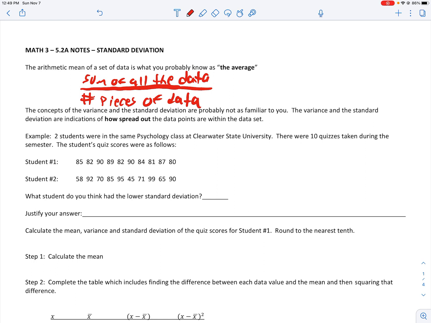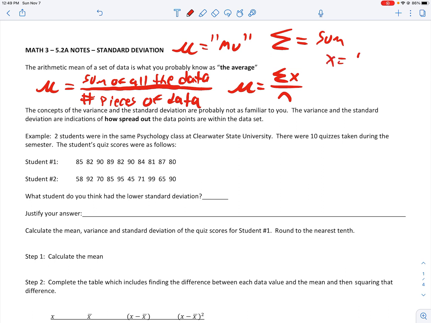Now, for us, that's going to be often denoted with the Greek letter mu. So this little curly fancy u means average, but we call it mu. So mu, the average, is found by adding up all the data and dividing by the number of pieces of data. The sideways fancy looking M is a summation symbol. That means sum.